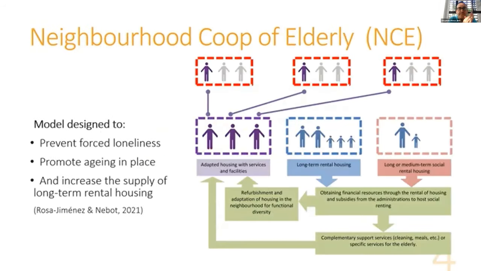The creation of a neighborhood cooperative for older people to solve both problems. The neighborhood cooperative for the elderly, NCE, is a model designed to prevent forced loneliness, promote aging in place, and increase the supply of long-term rental housing. The members temporarily transfer ownership of their homes with an initial repayment period of 10 years, so that part of them are used by the members to live in groups of 3 or 4 members, freeing up the rest of the home.